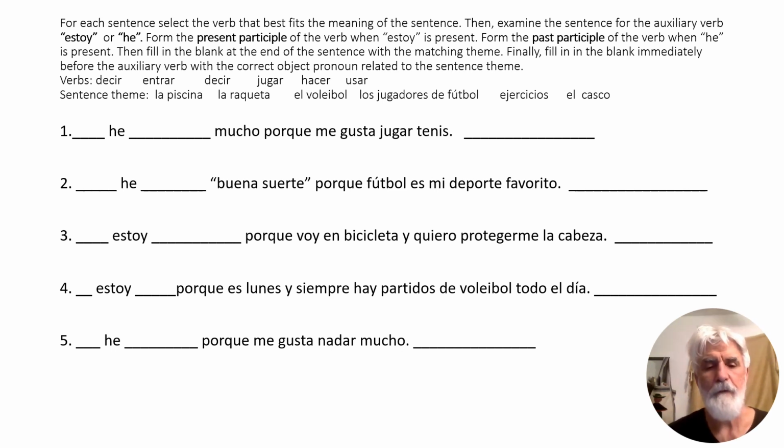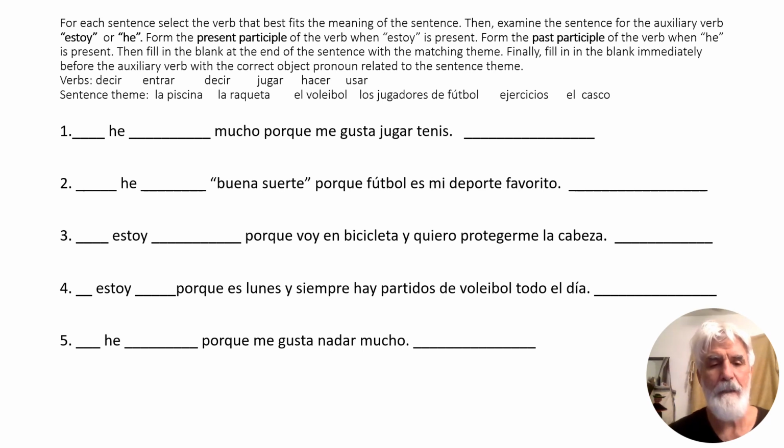Okay, so first of all, they give you a word bank of verbs. Here we have decir, entrar, decir, jugar, hacer, usar. And you have to choose which verb to use in that sentence. So look at the sentence, try to get a feel for what's being said there, and choose the verb. Once you decide which verb you're going to use, you're either going to put the verb into the present perfect tense or the present progressive.